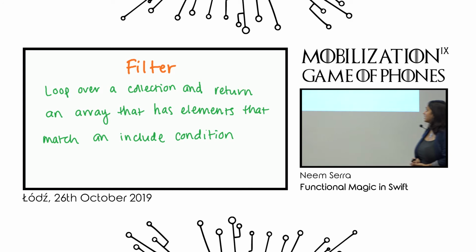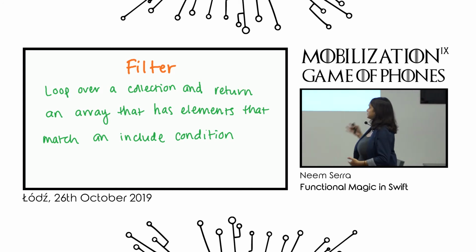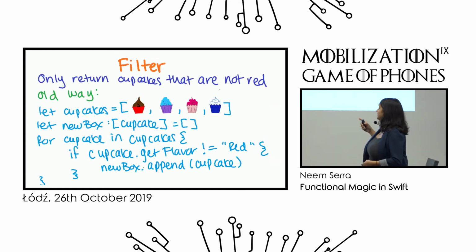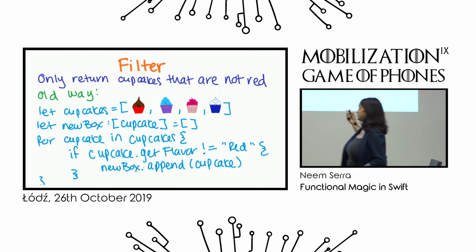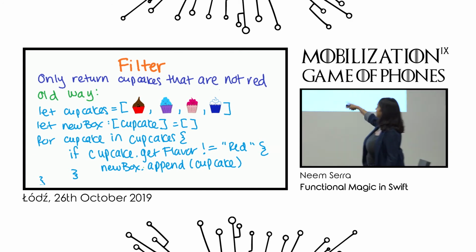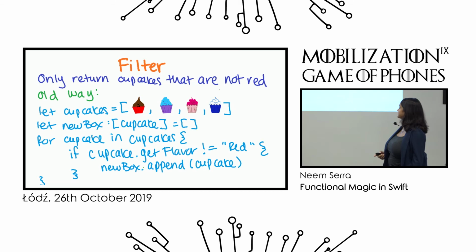Okay, filter. Filter loops over a collection and returns an array that has elements that match an include component. In this one, we would say that we only want cupcakes that aren't red for whatever reason. I love red, so I don't know why I made this the example. Basically, we'd have to make a new box of cupcakes. We would get the flavor of the cupcake, try to see if it wasn't red, and then we would append it.